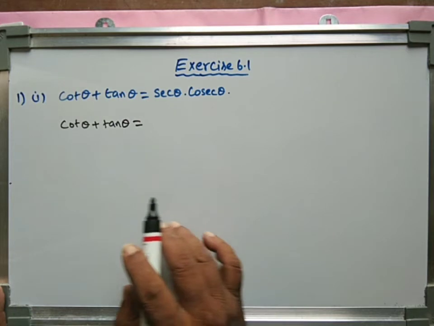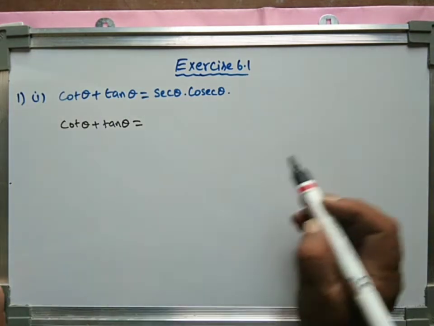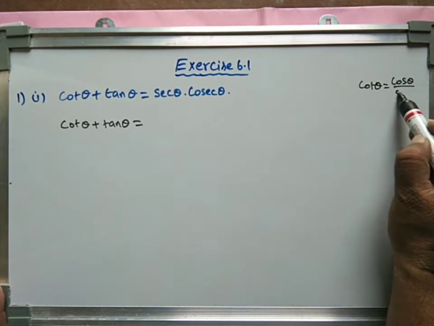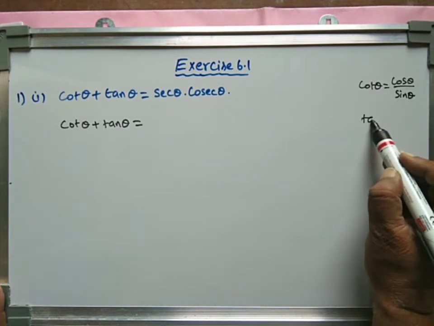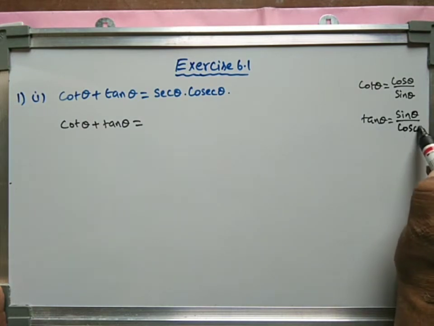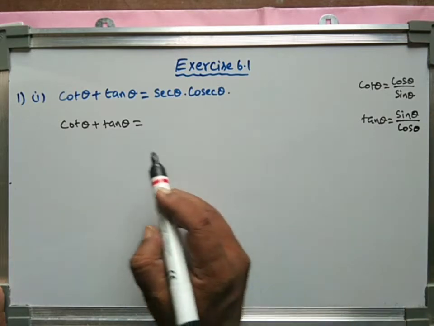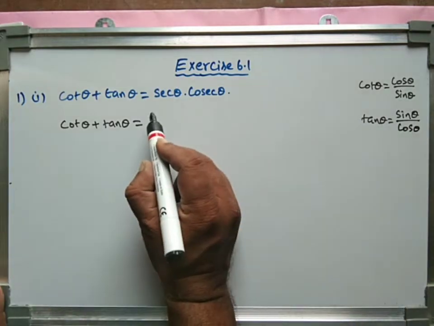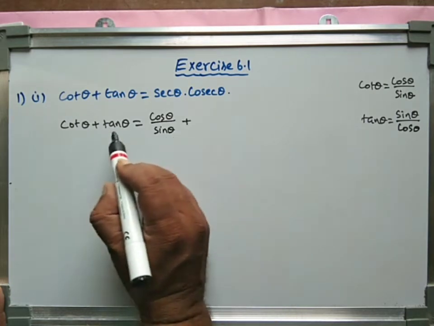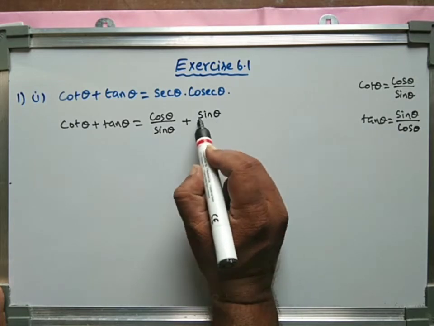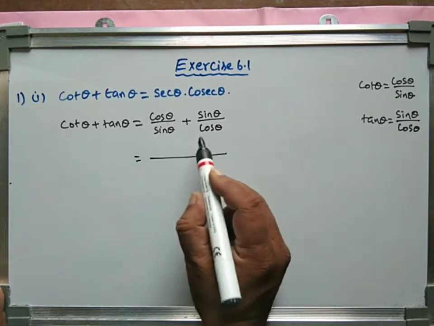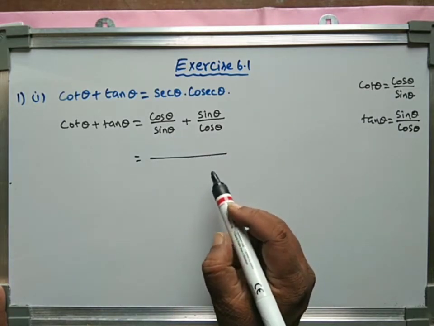Now we go for the substitution for cot theta and tan theta. What is that? Cot theta is written as cos theta by sin theta and tan theta can be written as sin theta by cos theta. So this substitution we are going to use here. Now cot theta is written as cos theta by sin theta and tan theta is written as sin theta by cos theta. Now we are going to add by means of cross multiplication.